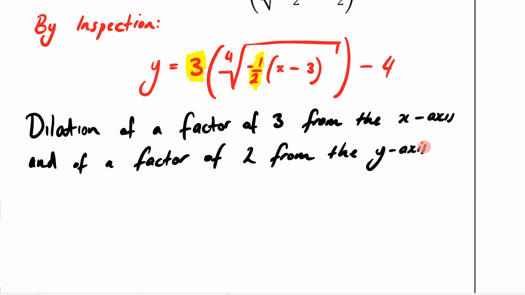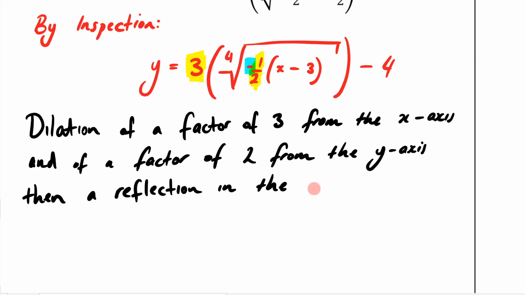Perfect. The next transformation that we read off is our reflections, and as you can see, I have a reflection right here. Now we have to be careful to put the word then. That's important, that word then. Then a reflection in the, now again we have to be careful because it's kind of inside this fourth root here. We're going to say that it is in the y-axis. So it's a reflection in the y-axis, not the x, the y.